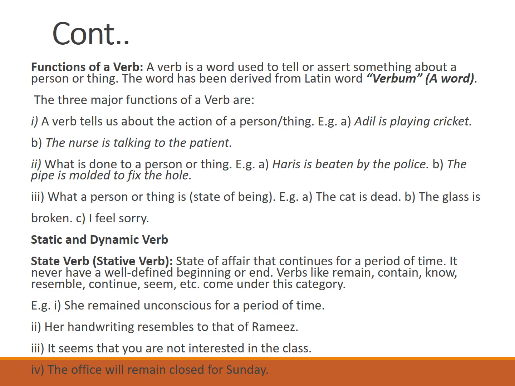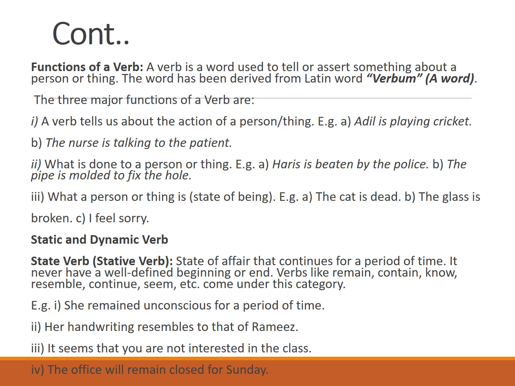Functions of a verb. A verb is a word used to tell or assert something about a person or thing. The word has been derived from the Latin word verbum, which means a word. So this is a Latin word, and it simply means a word. The three major functions of a verb are: number one, a verb tells us about the action of a person.